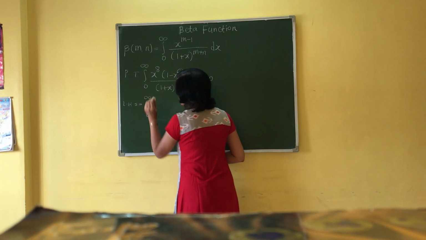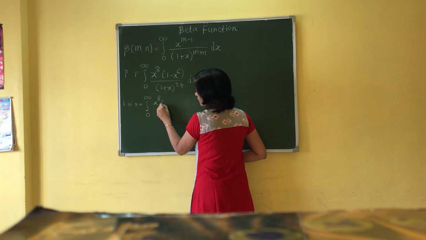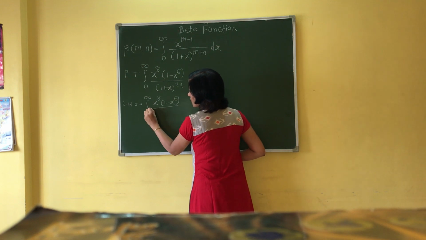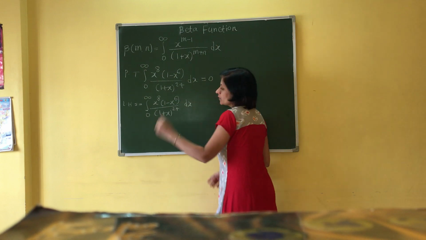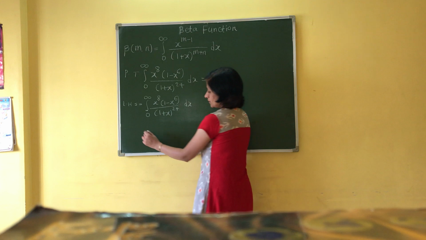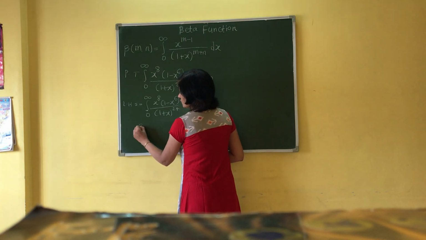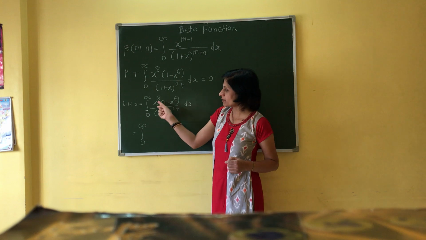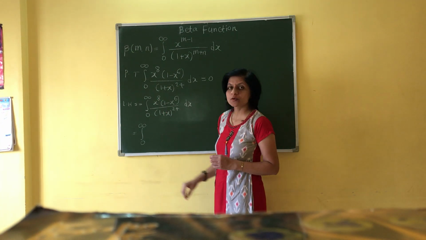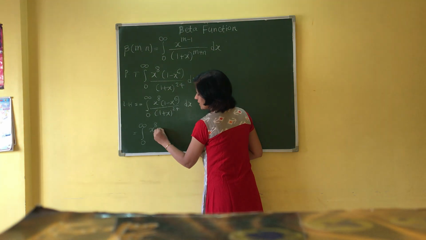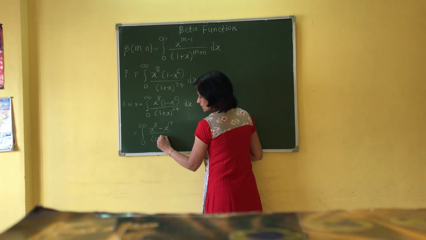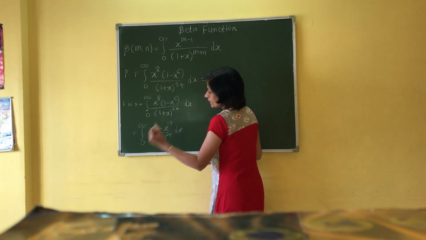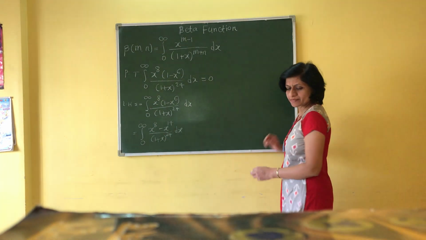LHS is 0 to infinity x raised to 8 into 1 minus x raised to 6 upon 1 plus x bracket raised to 24 integrate with respect to x. Simplify the equation. Integration from 0 to infinity, multiplying this bracket by x raised to 8: x raised to 8 into 1 minus x raised to 8 into x raised to 6, which is x raised to 8 plus 6, that is 14, upon 1 plus x bracket raised to 24 integrate with respect to x. Separate the terms.